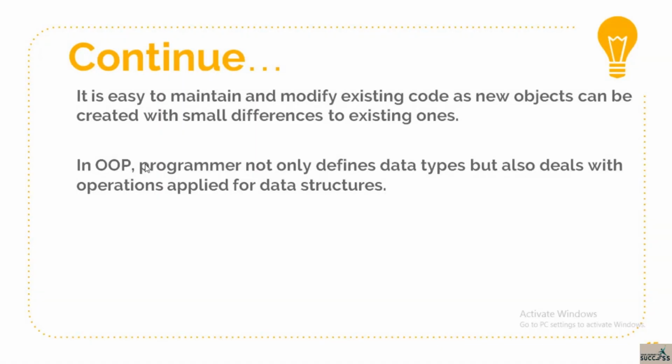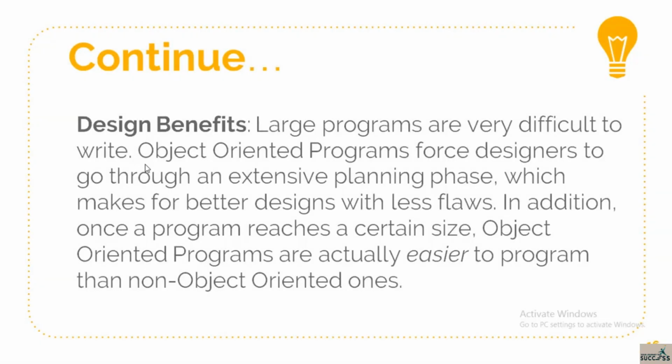It is easy to maintain and modify existing code, as new objects can be created with small differences to existing ones. In OOP, programmers not only define data types but also deal with operations supplied for data structures. Design benefits. Large programs are very difficult to write. Object-oriented programs force designers to go through an extensive planning phase, which makes for better design with fewer flaws. In addition, once a program reaches a certain size, object-oriented programs are actually easier to program than non-object-oriented ones.